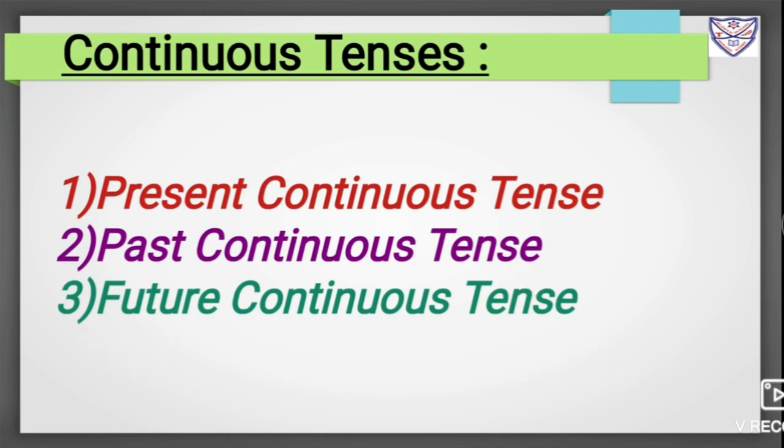Now what is the meaning of continuous tense? So the answer is a tense of verbs which is used to describe an action that is going on or continuous related to the present time, past time and future time is said to be a continuous tense.